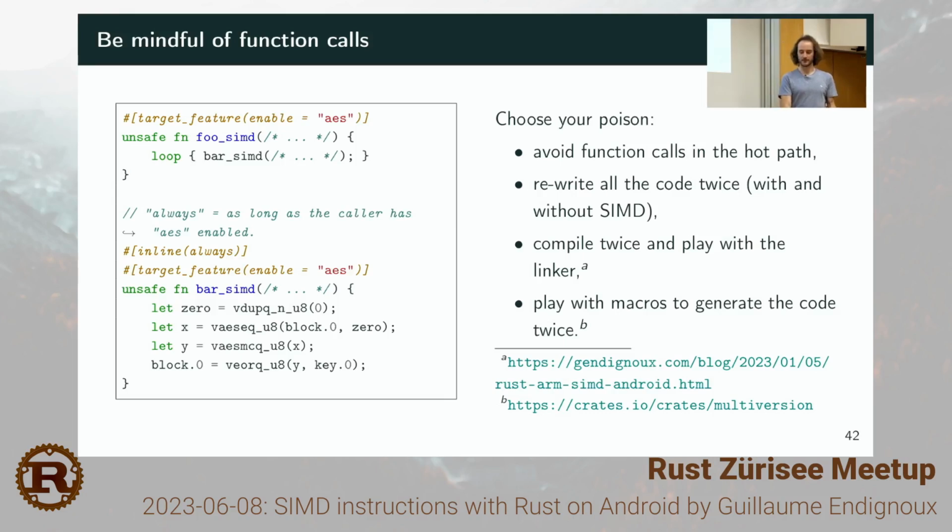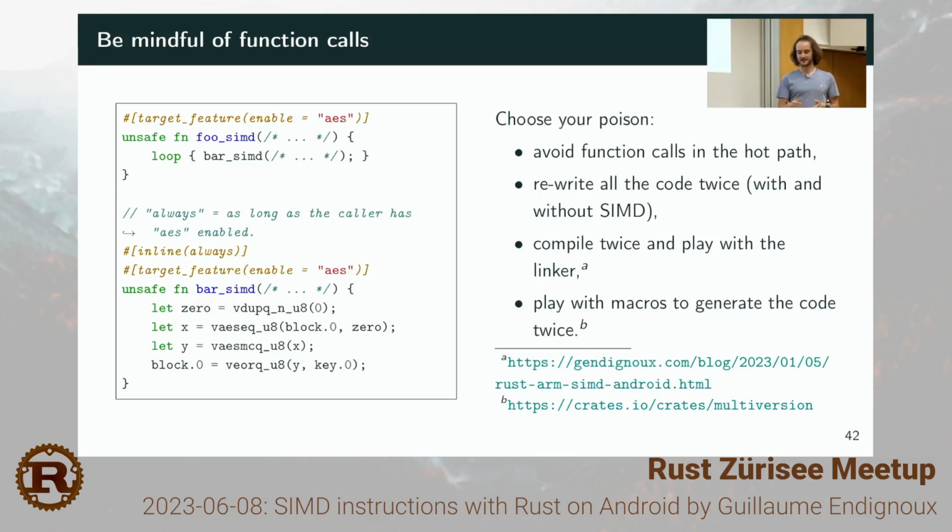The other option is to rewrite the code twice, with and without SIMD. And here in the SIMD version, you will have to annotate all your functions with inline always, of course, but also the target feature that you enable, and therefore all the functions have to be unsafe. So we're kind of losing some ergonomics from Rust from that. Another way would be to have the code existing once, but compile these hot functions twice with different compilation flags and play with the linker to dispatch both of them. I wrote a post about it, but it's a lot more complicated.